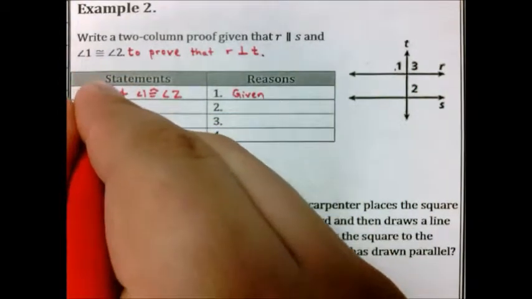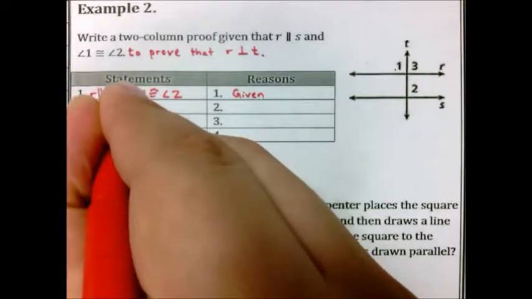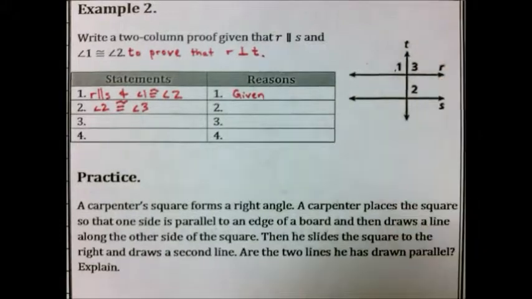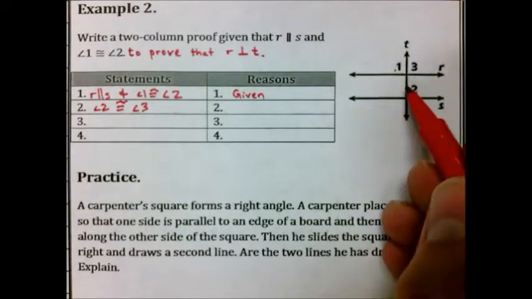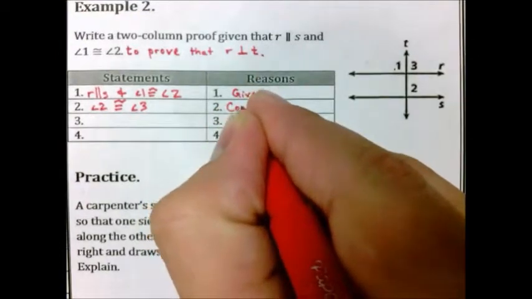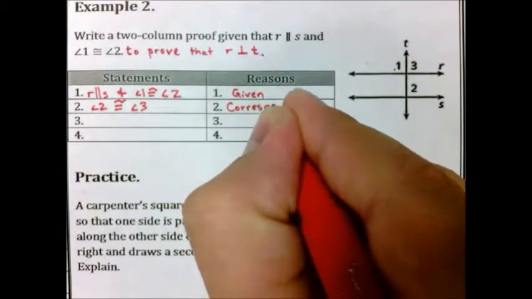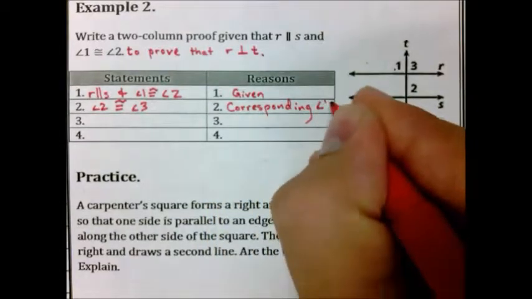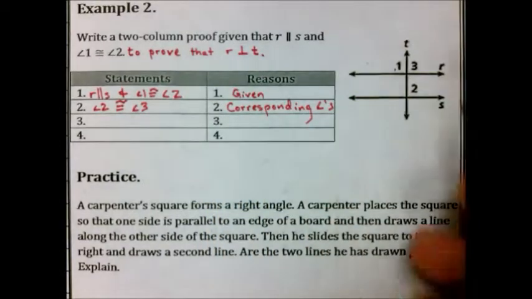is that those are congruent, right? Angle 2 is congruent to angle 3. And we can say that because of what theorem? The theorem that we know this is true is they're on the same side of the transversal, both on the top. Those are corresponding angles. Corresponding angles, okay? So we're getting closer.